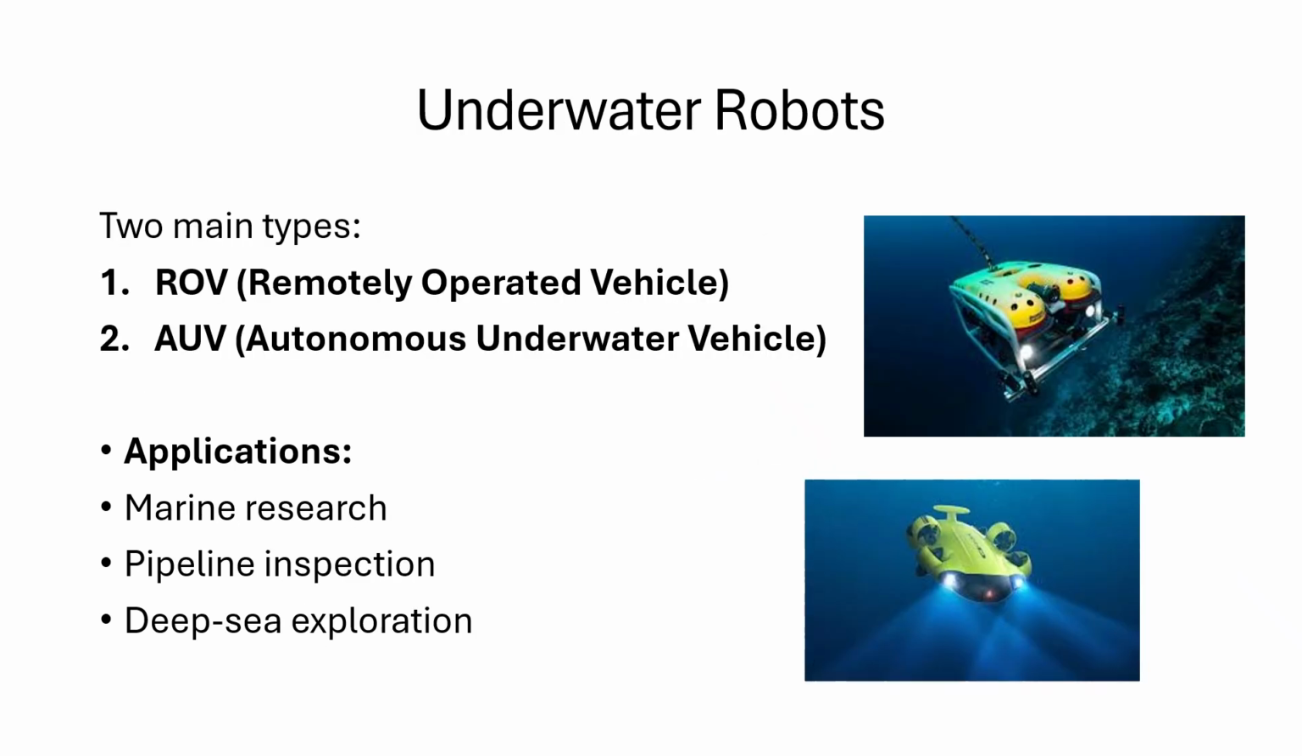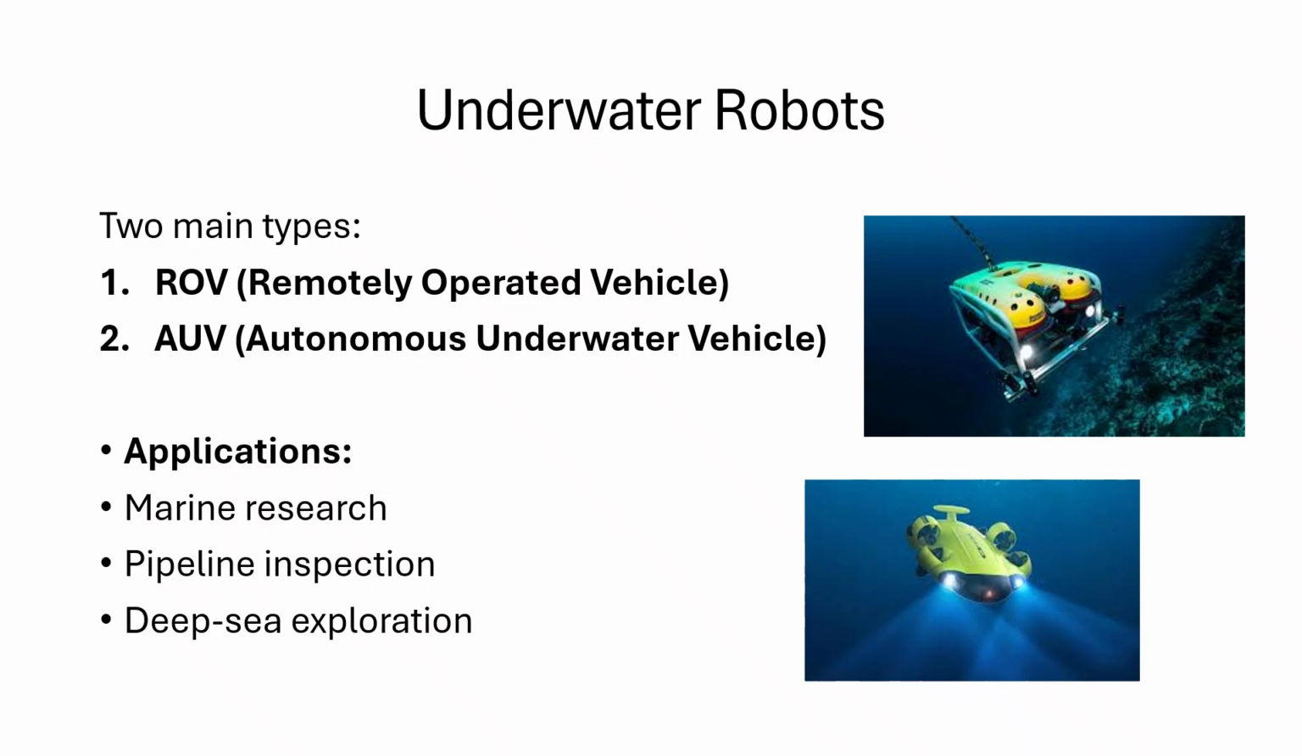Next, we have the underwater robots. So this includes ROVs, remotely operated vehicles, which are controlled by an operator, and the other type is the AUV, autonomous underwater vehicles, which can explore the ocean with little or no human input. So they are used in marine research, pipeline inspection, and deep sea exploration.